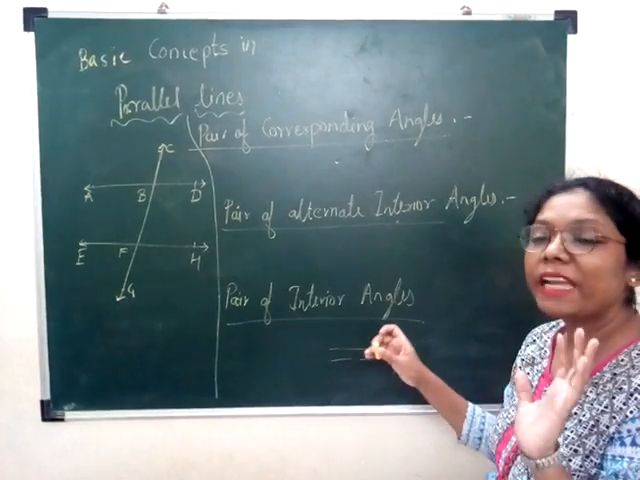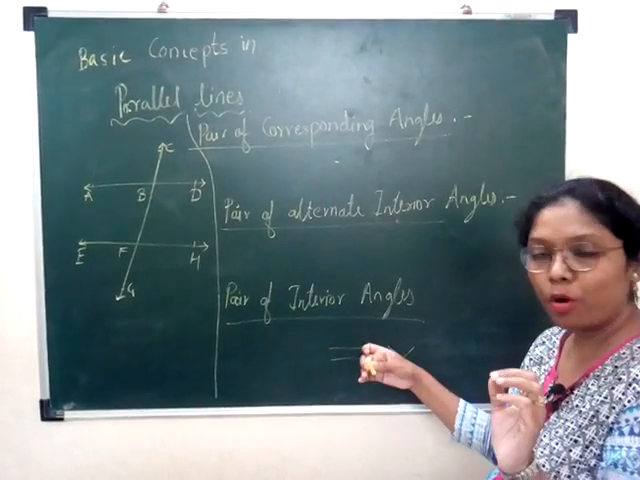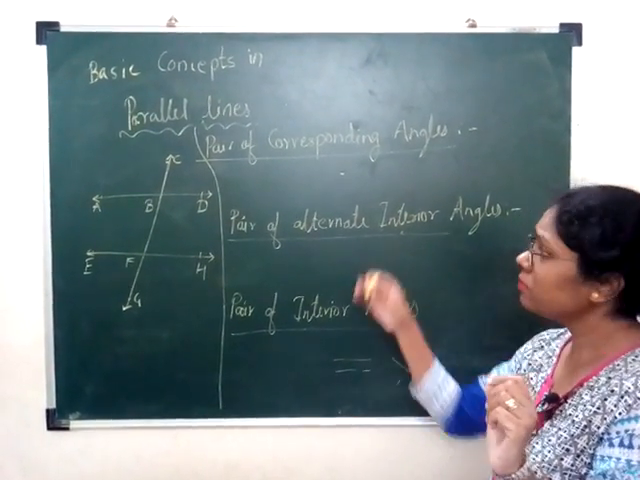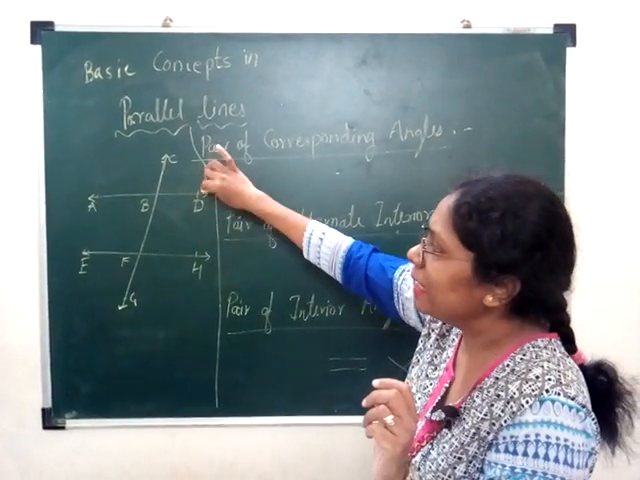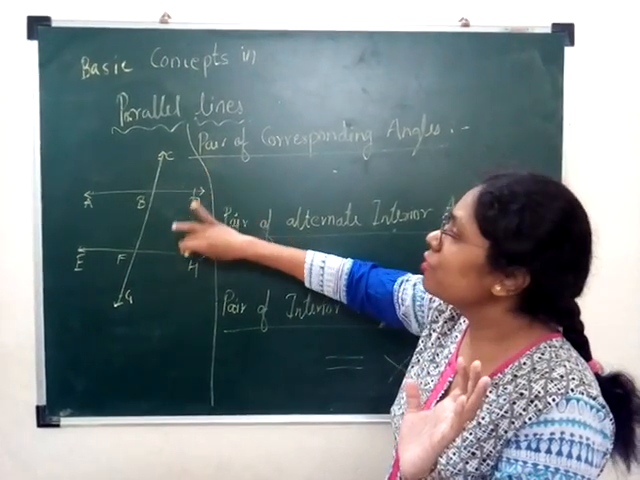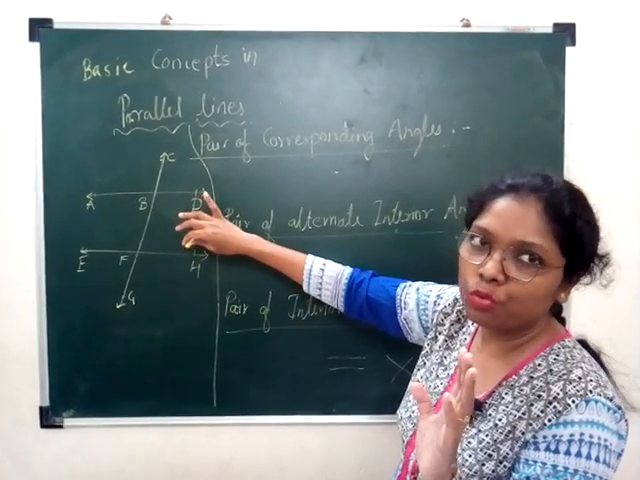They never meet each other at any point. So there is no point of contact in the parallel lines. Now we'll see the different angles forming with the parallel lines. So these are the parallel lines. Can you see anywhere they are meeting? No. So they are not meeting.